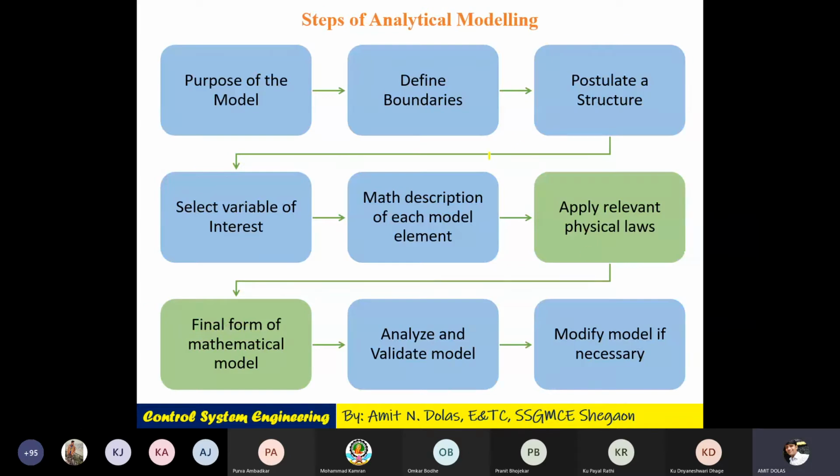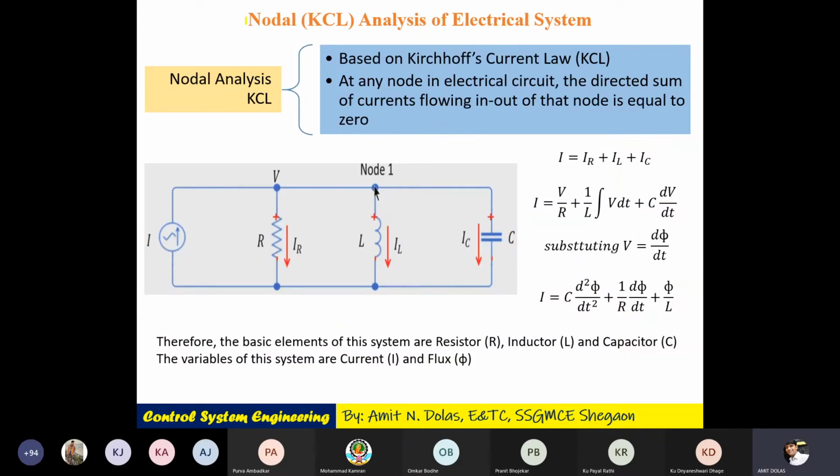You might be thinking, why this PPT again, with all 9 steps? We'll be working on the electrical system and focusing on these 2 steps: application of the relevant physical law and making the final form of the mathematical model. Let's have an example, nodal analysis of an electrical system. It is very easy. Current is applied to 3 elements in parallel, R, L and C, so of course it will have only one node.